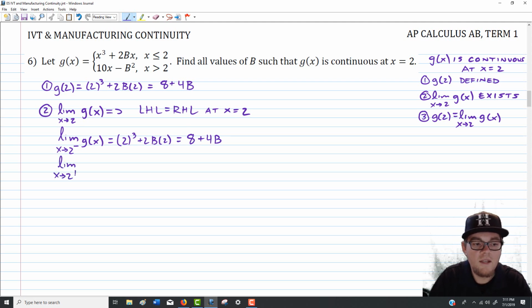Next, we're going to evaluate the limit as x approaches 2 from the right side of g of x. That's going to use the linear portion, which is 10 times 2 minus b squared, which is 20 minus b squared.